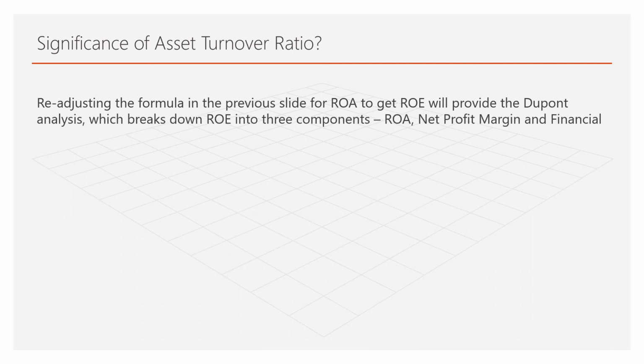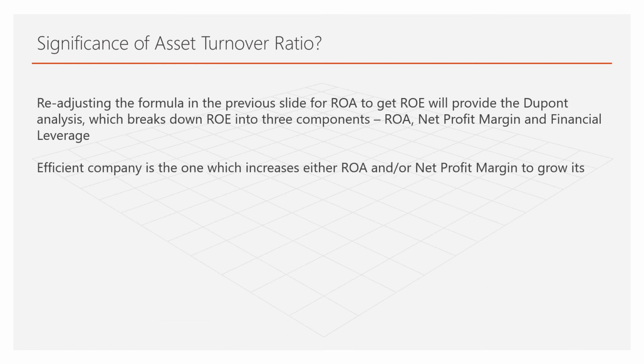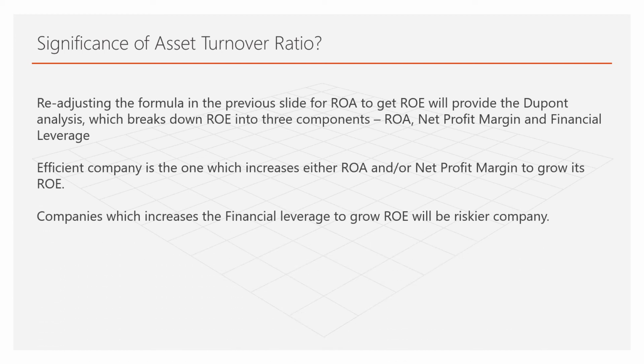Readjusting the formula in the previous slide for return on assets to get return on equity will provide the DuPont analysis, which breaks down ROE into three components: ROA, net profit margin, and financial leverage. The efficient company is the one which increases either the ROA and or the net profit margin to grow the return on equity. The companies which actually increase the financial leverage to grow the return on equity will be riskier.